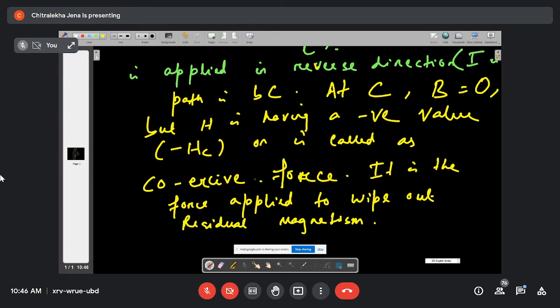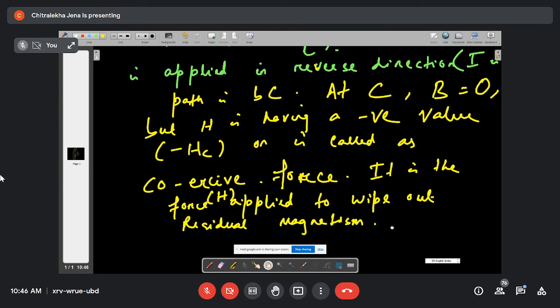The value of H required is the force applied to wipe out the residual magnetism. Here we are talking about magnetizing force, H. Written all of you? BH curve, hysteresis loop, you can write down. This is completely a theory part.